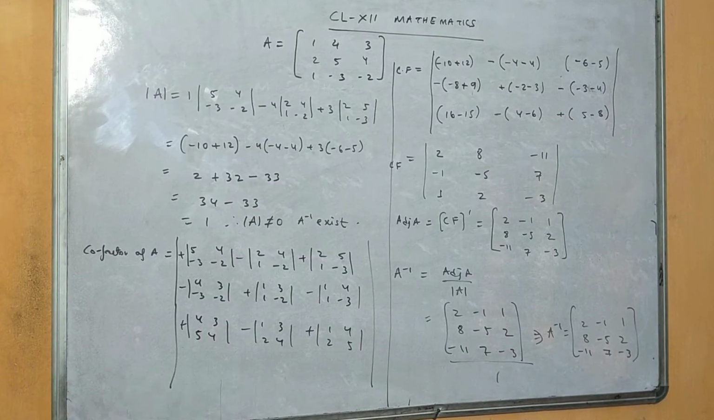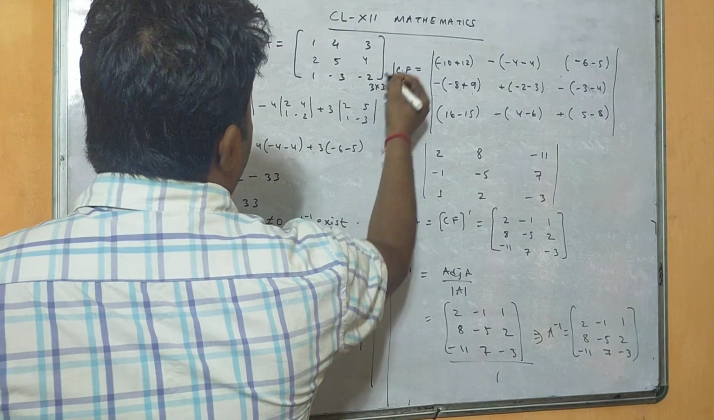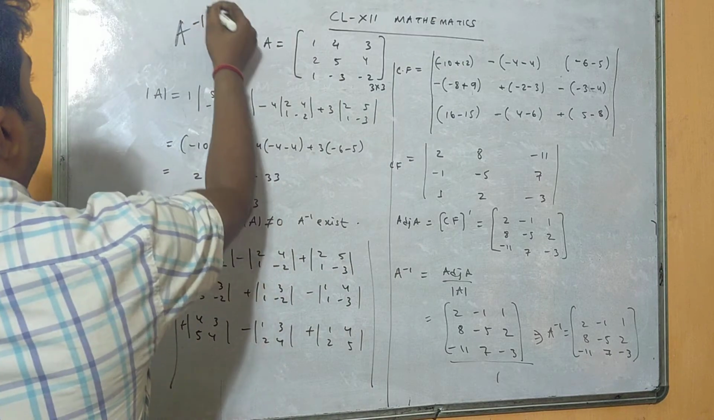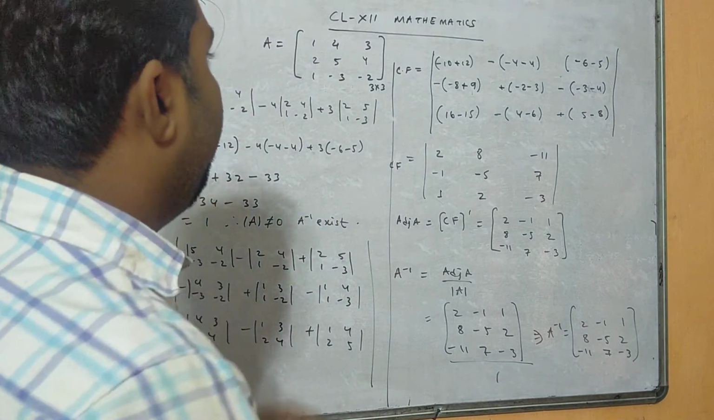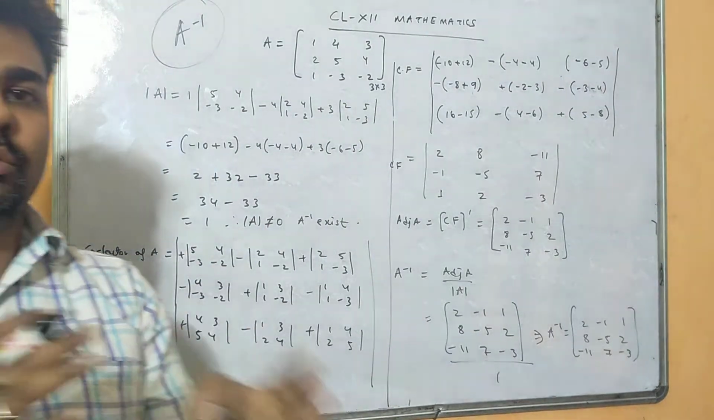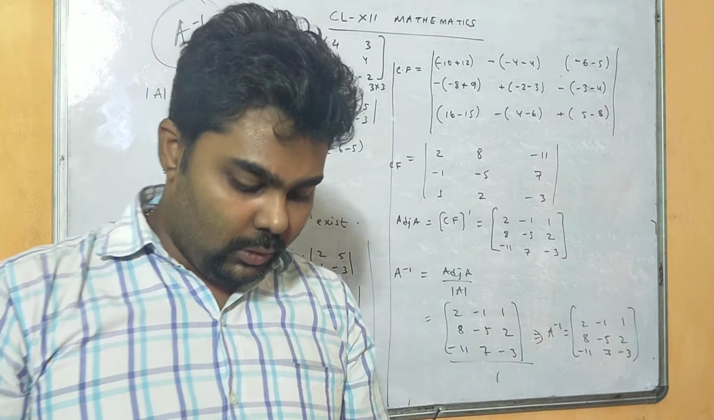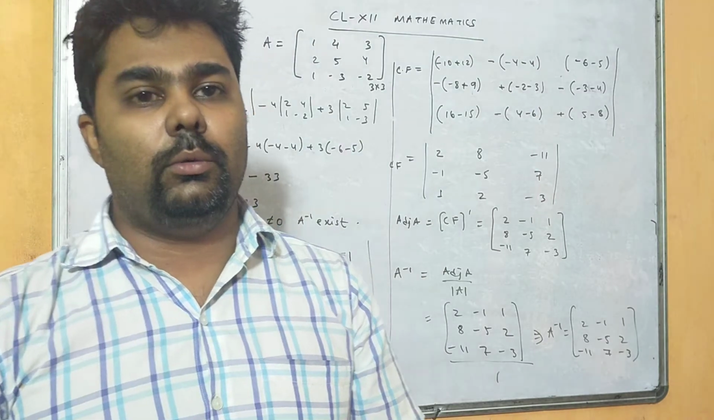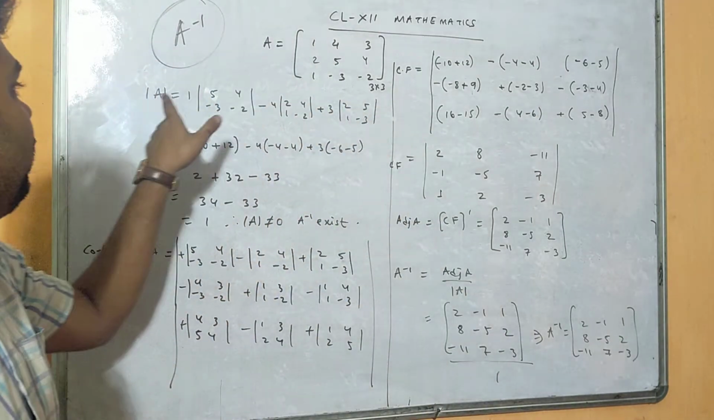Now we'll find for a 3 cross 3 matrix. So this is a 3 cross 3 matrix, and we have to find A inverse, right? We have to find A inverse for this given matrix. We'll find mod A first, to check whether A inverse exists or not. Okay, so the first step will be getting the magnitude of mod A.